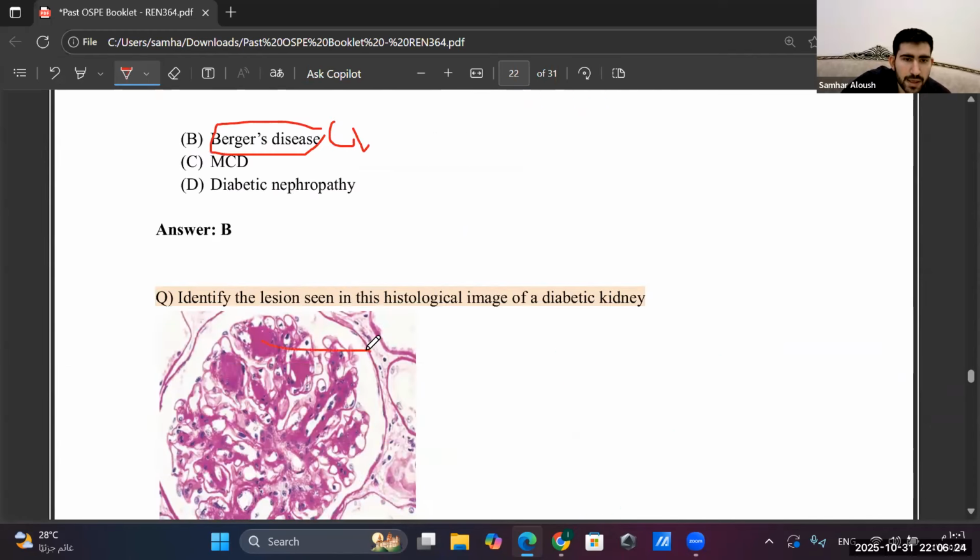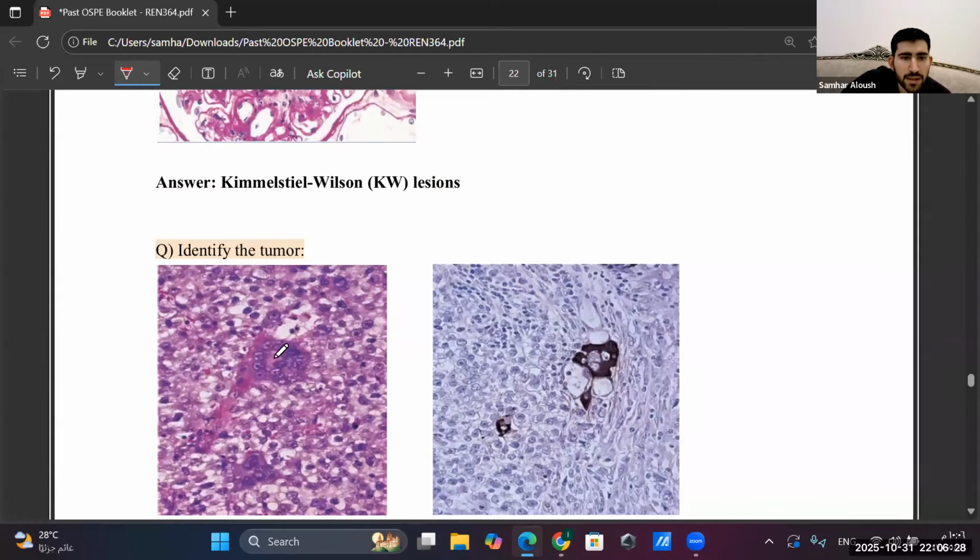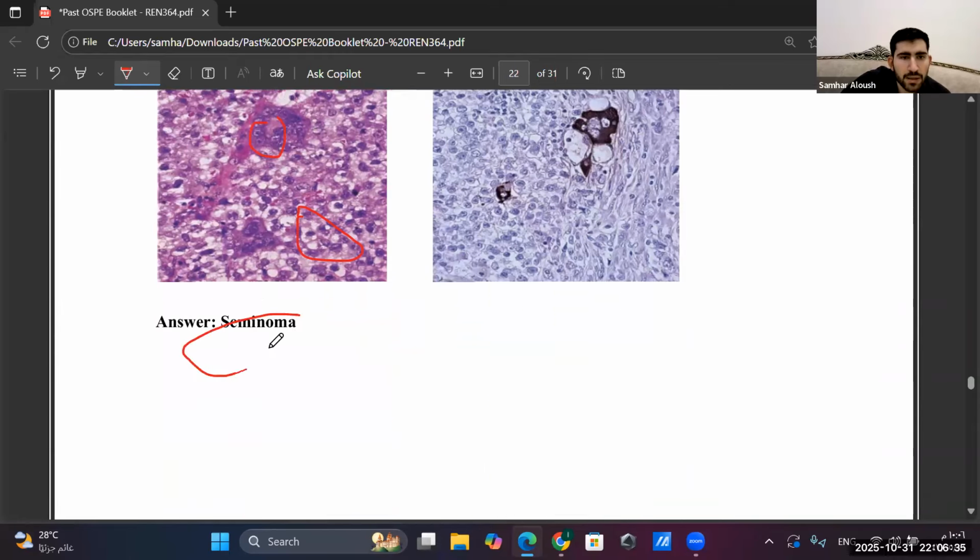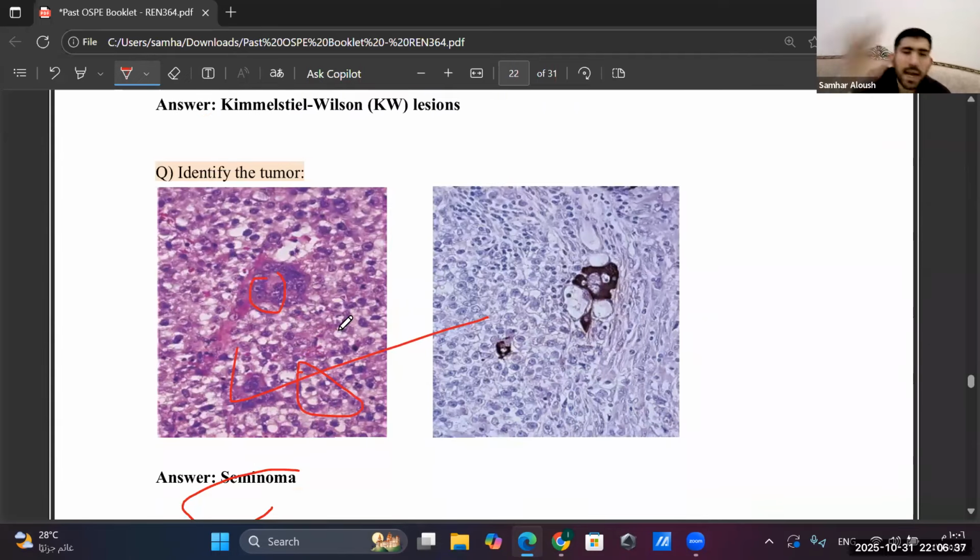Identify the lesion. This is the Kimmelstiel-Wilson lesion for diabetes. That's it. Identify the tumor. Here we have the fried egg appearance, multinucleated giant cells. So this is seminoma. This picture should be memorized, by the way. Every year they ask this one as seminoma.